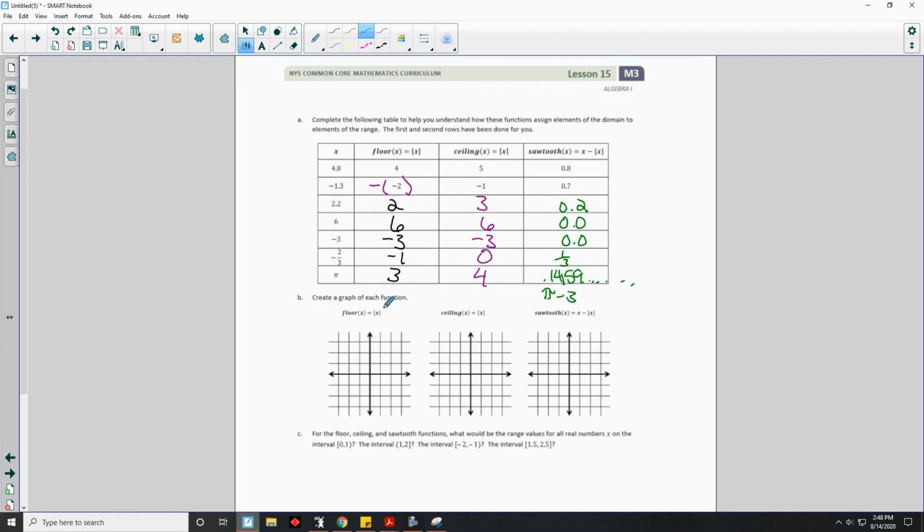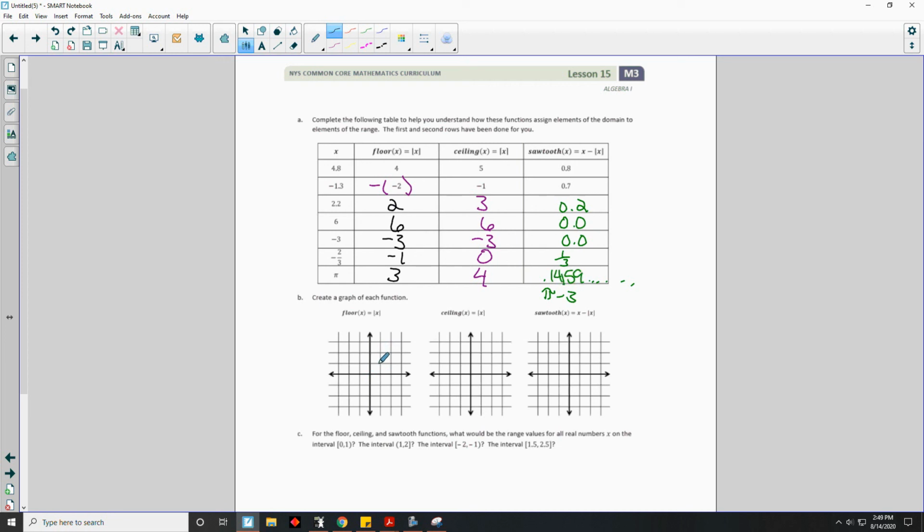All right, now it says create a graph for each function. Floor. Let's use the same color we used here, which is black. Floor. So 4.8. So this is x, this is y.